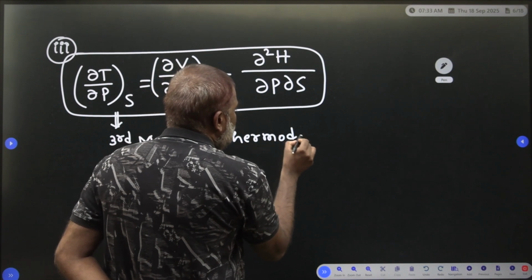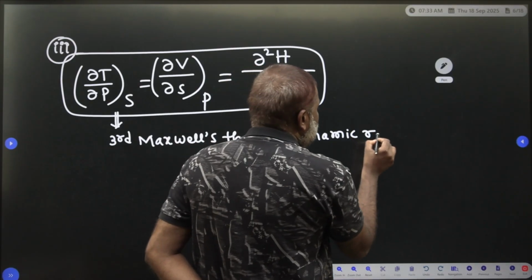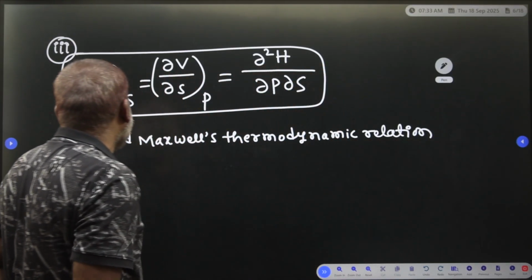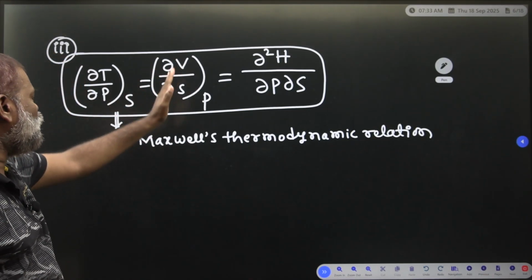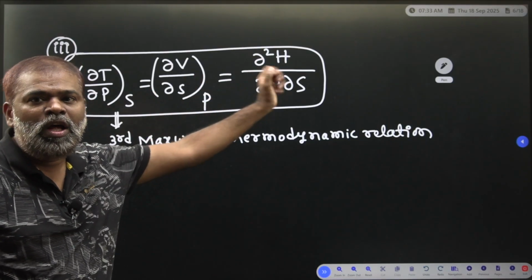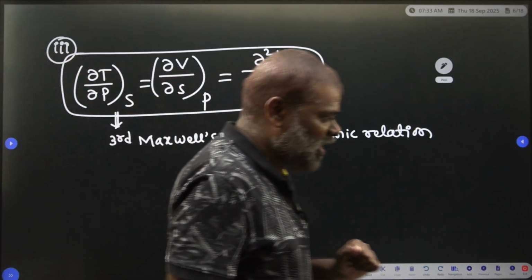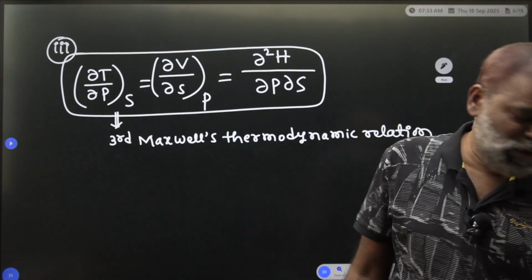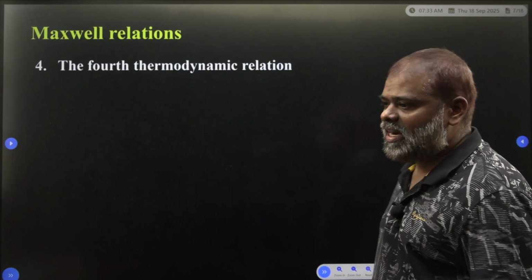What is the third Maxwell's thermodynamic relation? ∂T/∂P at constant entropy is equal to ∂V/∂S at constant pressure, which is equal to ∂²H/∂P∂S. Clear? Now I am going to take the fourth Maxwell relation.